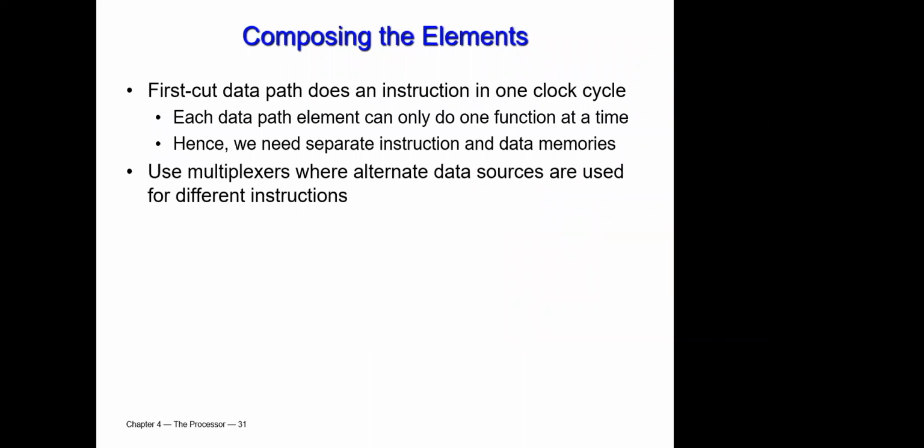So, just to compose the elements, we first cut the data path that does an instruction in one clock cycle. And each data path element, of course, can only do one function at a time. And we need separate instruction and data memory as we described earlier. So we will have an instruction memory and data memory. We'll see also what the advantage or benefit of having something like that will be.